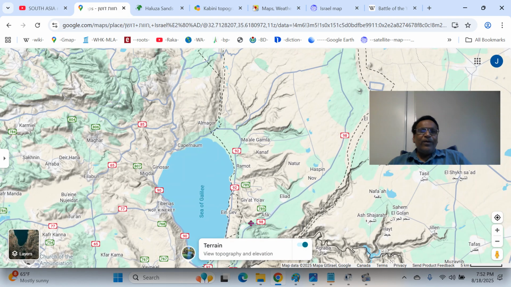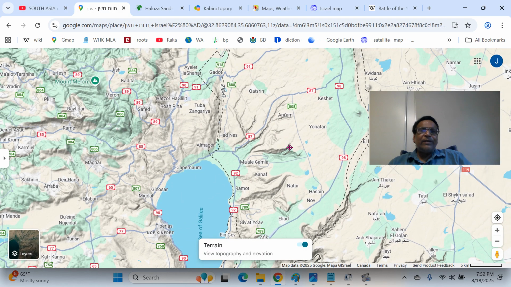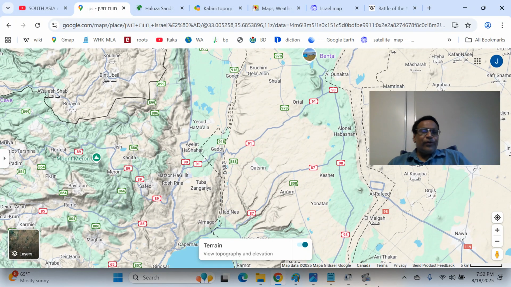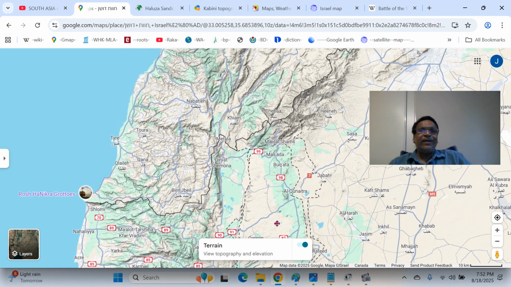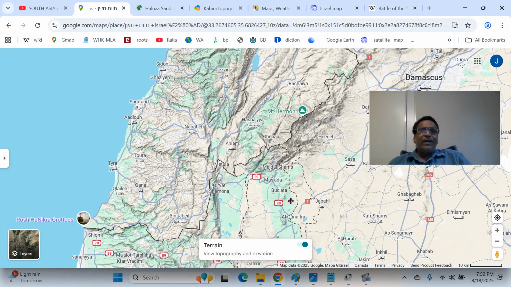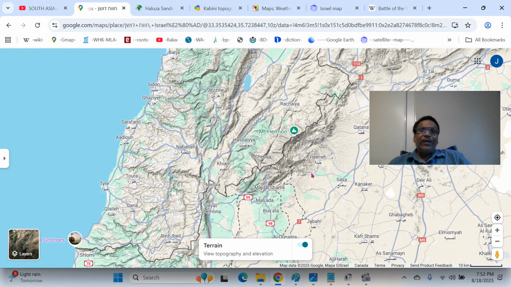So what we are looking at is this region essentially. Your starting point will be Lake Galilee here. You can see the plateau region, Khorazim plateau region. Here you can see the Hula Valley. And this is the Bekaa Valley, this is Lebanon and anti-Lebanon mountains, and this is the Litani River here, Bekaa Valley here, and this is the Mount Hermon.